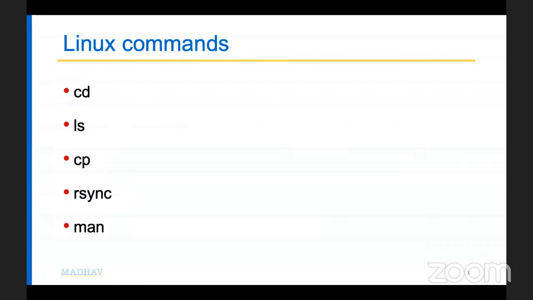Like Windows is based on DOS. Yes, DOS, sir, means disk operating system. They have different kind of commands. Linux has different kind of commands. For example, for listing all the files in a directory, Windows uses dir, whereas Linux uses ls.